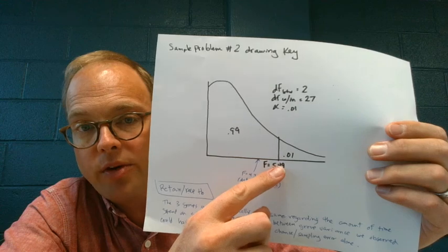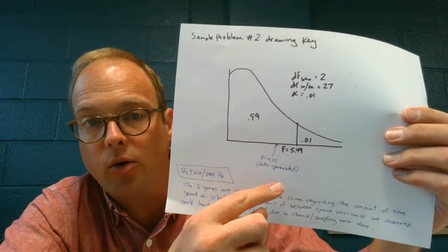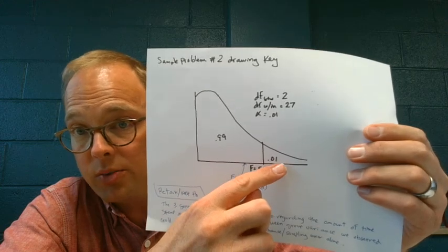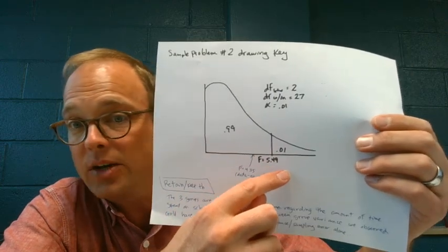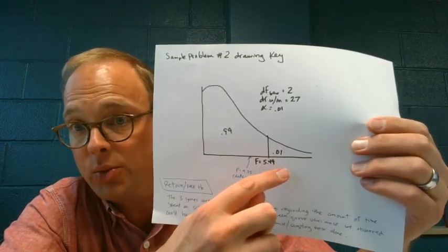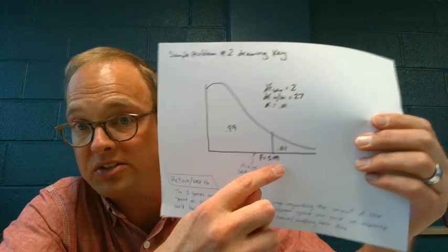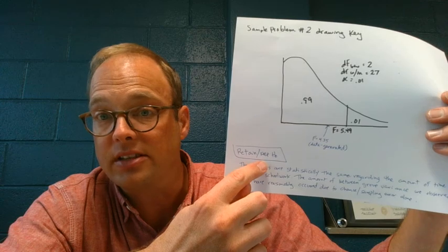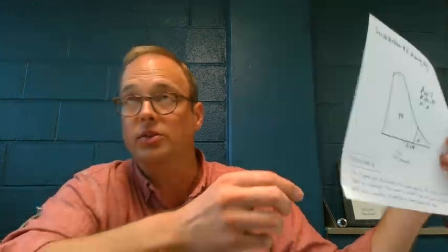Well, if 5.49 is here, where would F of 4.35 fall? Right here. We did not fall in the rejection region. We did not exceed the amount of between group variance we could expect to occur by chance alone. Therefore, we should retain or keep the null hypothesis of equality. We can declare those three groups equal.